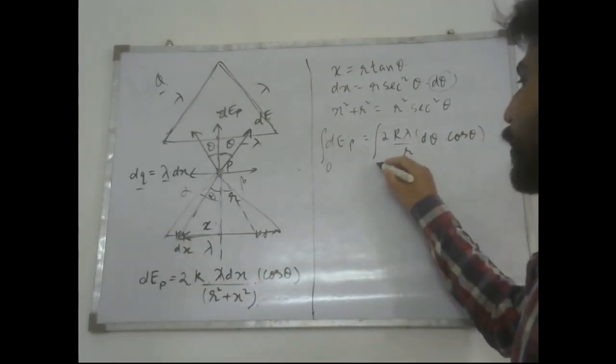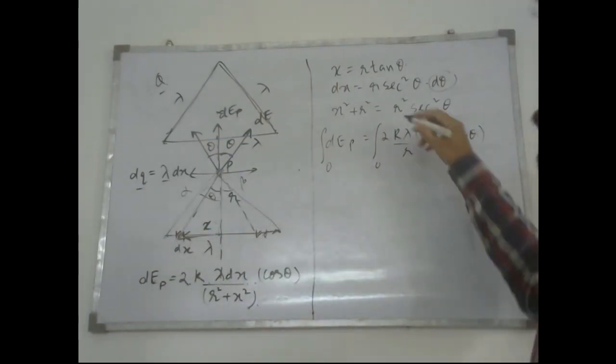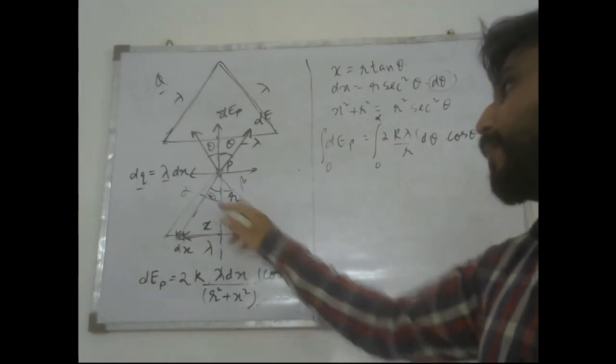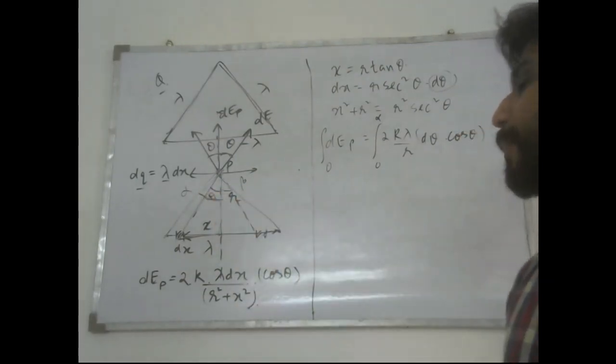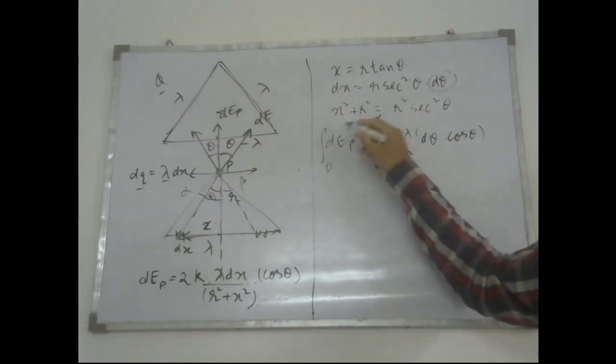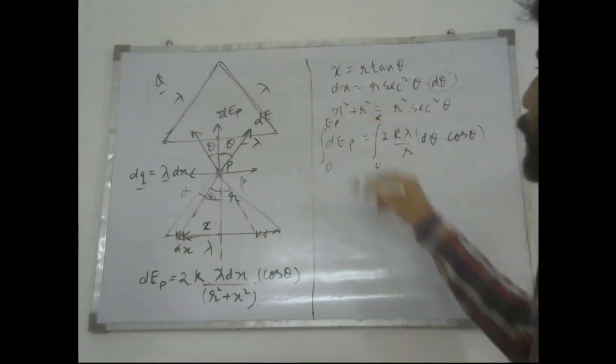So on one side of the charge, we will be taking the limits from 0 to some alpha. If it were an asymmetrical case, we would have taken limits alpha and beta. So be very careful with it. From 0 to alpha, the electric field goes to some value EP.